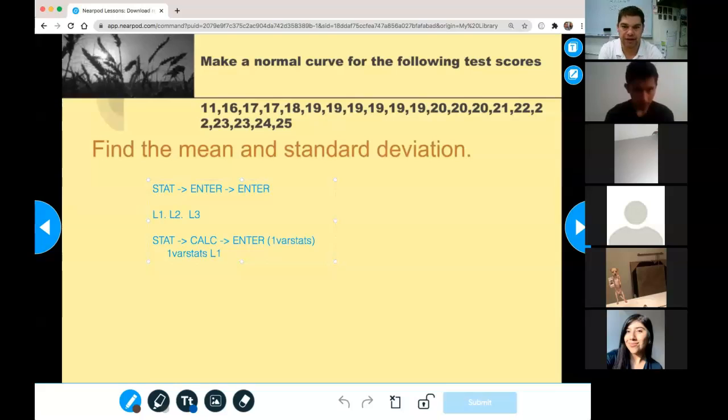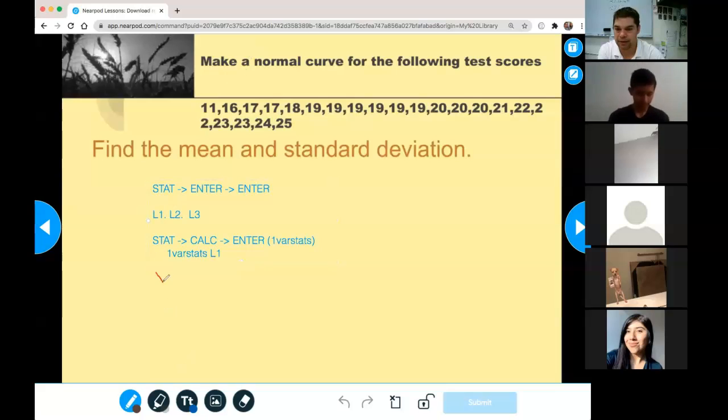And then after you enter the data into the list, you're going to press stat, go to the right to calculate. C-A-L-C is calculate. We're going to do a calculation. Press enter for one variable stats. Number 1 is one variable stats. So we want one variable stats for list 1. We entered the data into list 1. And then we'll get the mean and standard deviation.